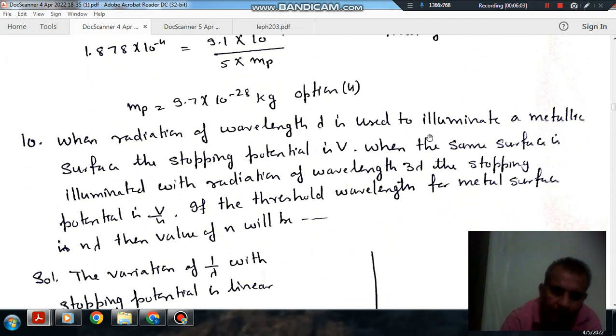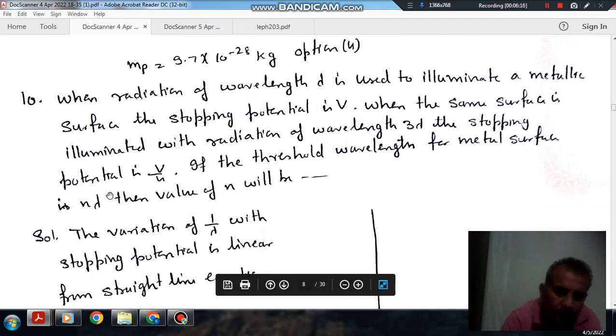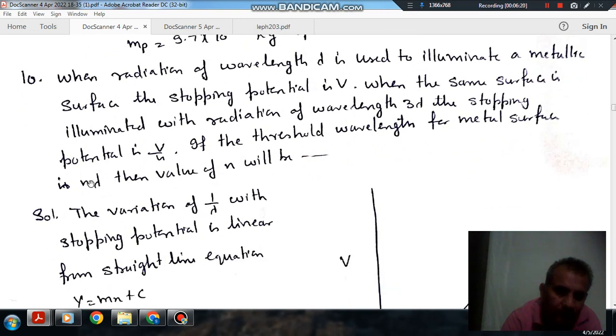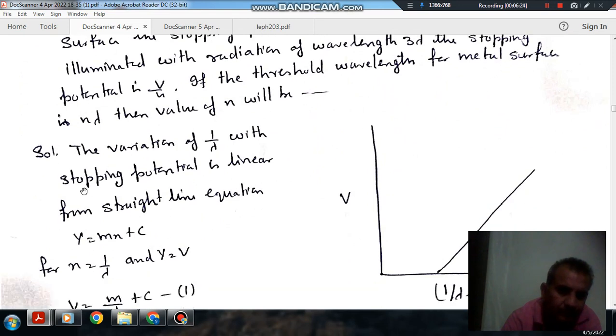Next: when radiation of wavelength lambda is used to illuminate a metallic surface, the stopping potential is V. When the same surface is illuminated with radiation of wavelength 3 lambda, the stopping potential is V by 4. If the threshold wavelength for the metal surface is n lambda, then the value of n is?